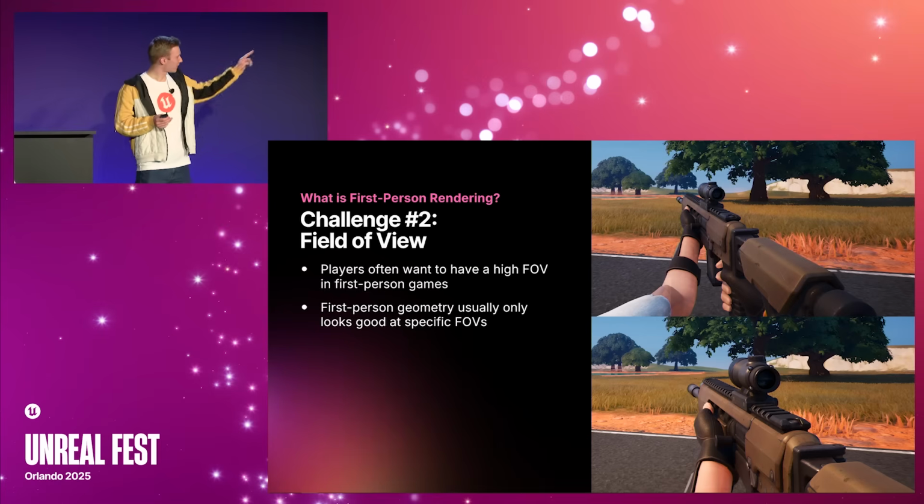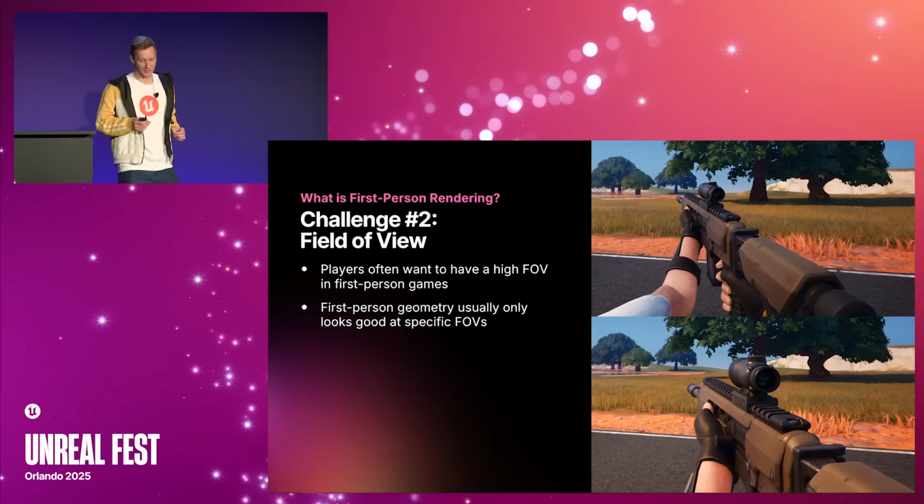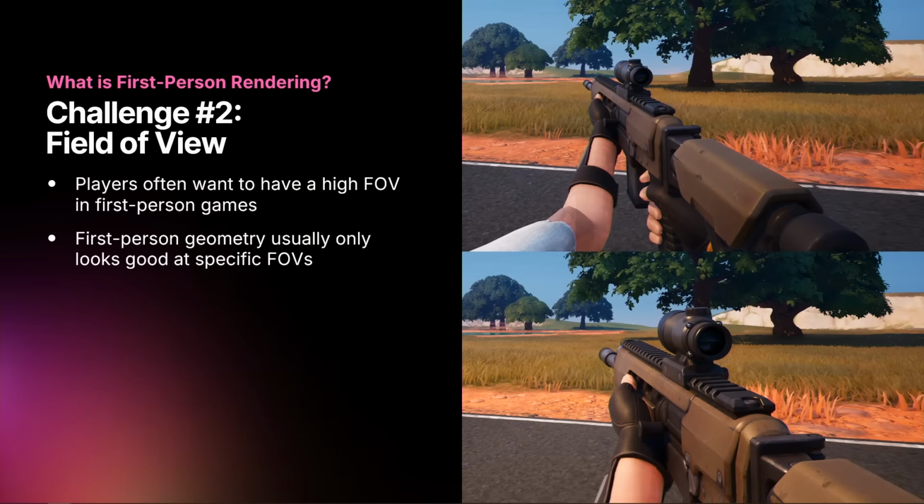So again, I've put an example here. The top image is what it looks like when the scene and the first-person geometry is using the same field of view. And I like to call this effect spaghettified. So essentially, the arms are way stretched out and the weapon looks kind of weird. And I'm fairly sure, I would hope so at least, you haven't seen this in an actual shipped game. So what you're usually more familiar with is the perspective that you see below.